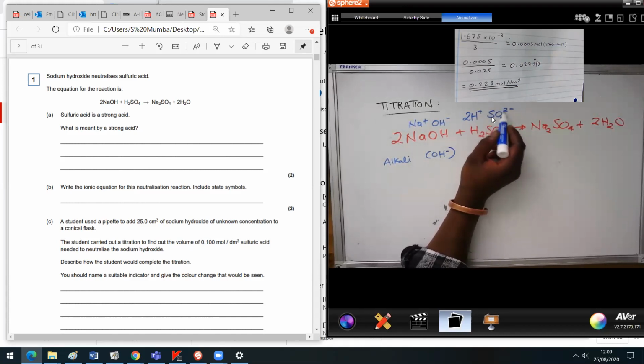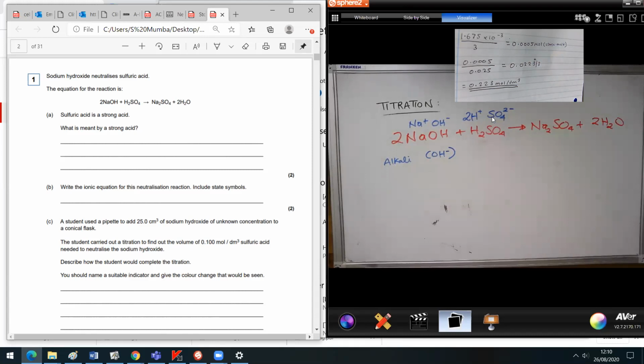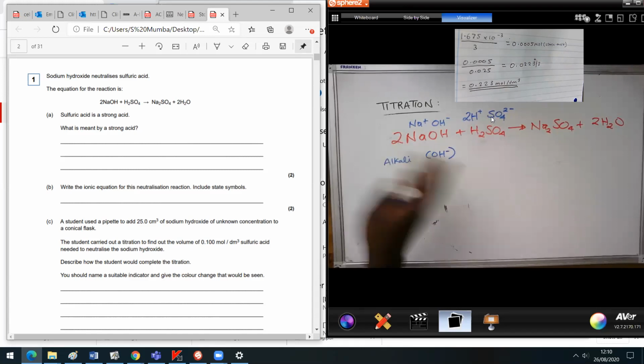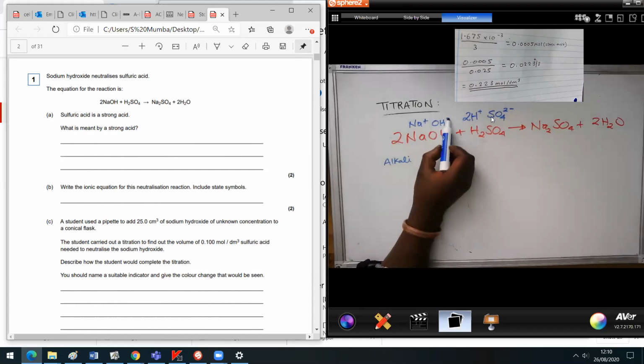This here is representing that it's got 2 negative charges on it. Key thing to note is that these charges must always balance, must always add up to 0. Sodium hydroxide is not charged. If you put your hand in it, there's no charge. You're not going to get an electric shock. So in other words, it's neutral.